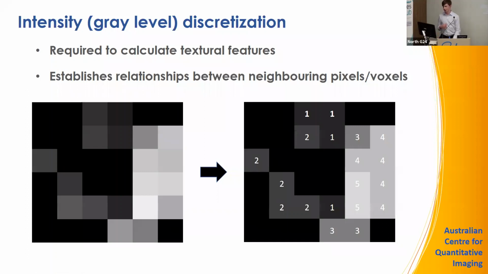So this is a pretty important step: the intensity grey level discretization process. This is required to calculate textural features and establishes relationships between neighboring pixels or voxels. So we have an example of a tumor here, and it's all continuous, and we need that to be discrete. So these values are binned to give the discretized image over here. If you have pixels that are close together, like around here, they have been assigned the discretized value of 4.